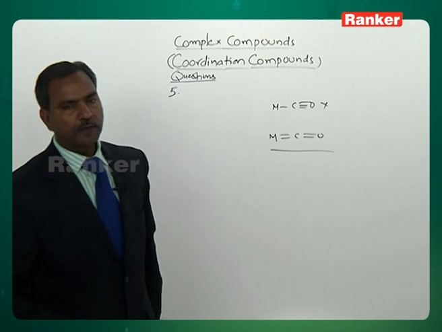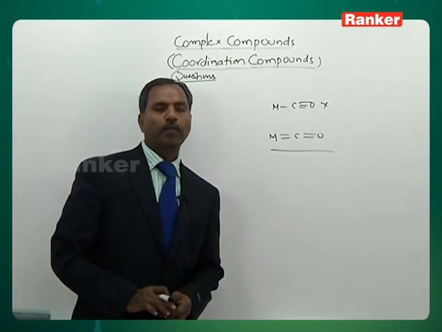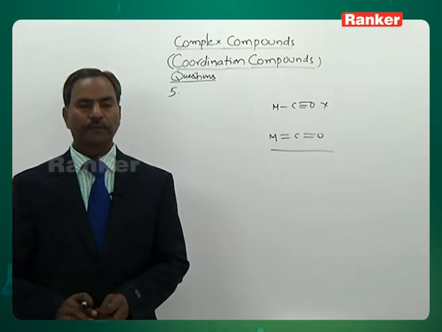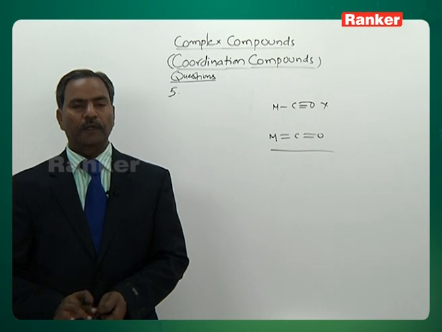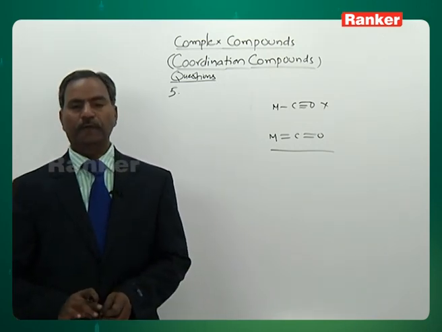Therefore, option A is given as M-C bond length is shorter than a normal M-C bond. And B, M-C bond length is shorter than a normal M-C bond.